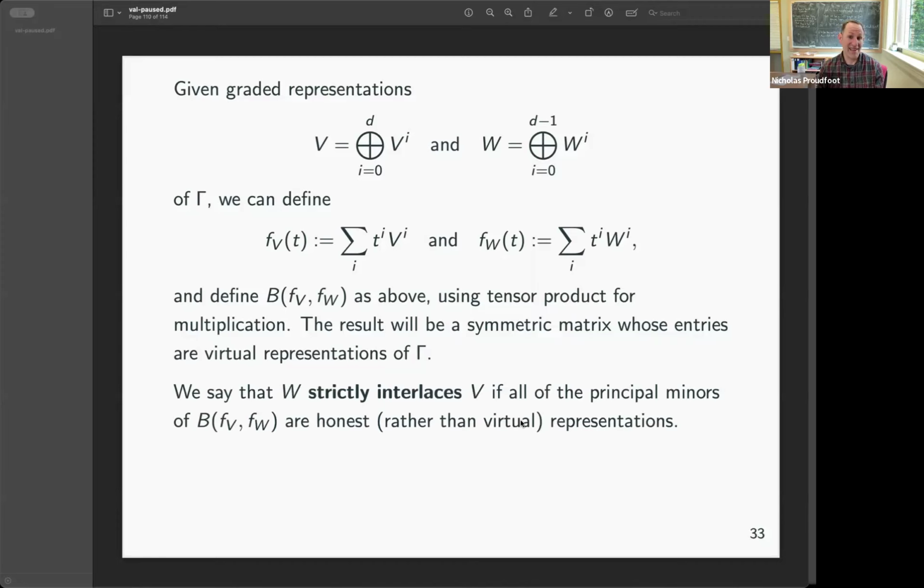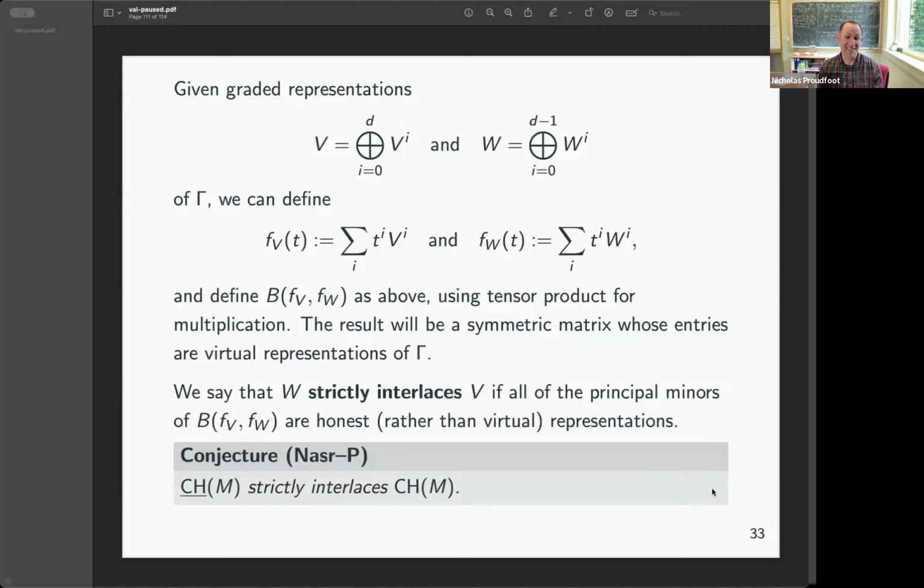I'm going to say W strictly interlaces V if and only if all of the principal minors of this Bézout matrix are honest representations rather than virtual representations. Again, if my group is the trivial group, this is just saying everything has positive dimension. I should have said non-zero honest rather than virtual representation, so that it really generalizes the case of the trivial group. And then the conjecture, due to George Nazer and myself, is that the Chow ring strictly interlaces the augmented Chow ring in this equivariant case.